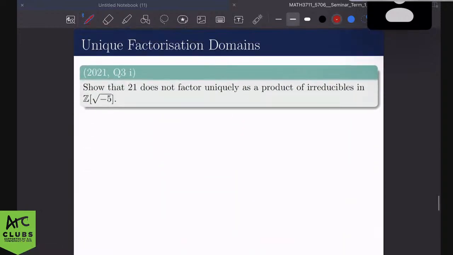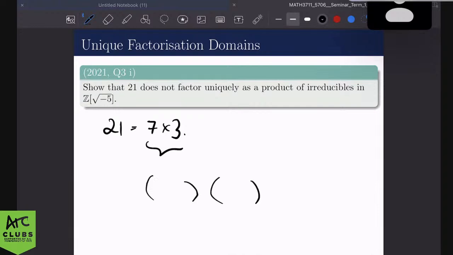Alright, so let's have a crack at this. How would we approach a question like this? Show that 21 does not factor uniquely as a product of irreducibles in Z[root minus 5]. Okay? So let's think about it. We want to break 21 down into its factors. So one obvious way is just to do it the normal integer way. So 21 equals 7 times 3. And are these two numbers going to be irreducible? We can think about that later, but let's just try to think of another method of breaking this down into a product of two elements of Z[square root minus 5].